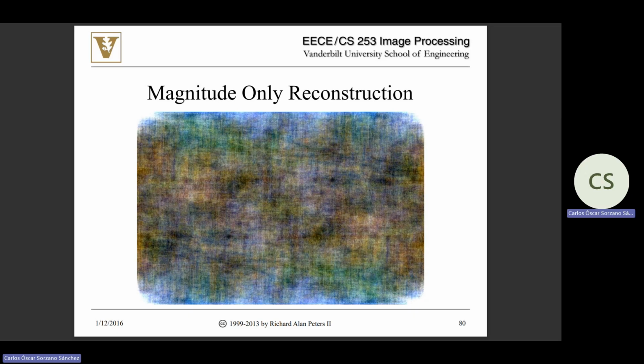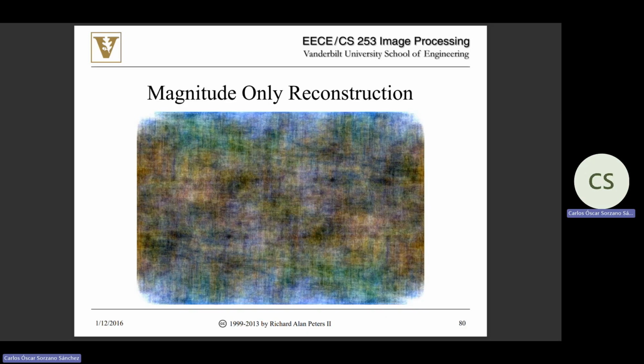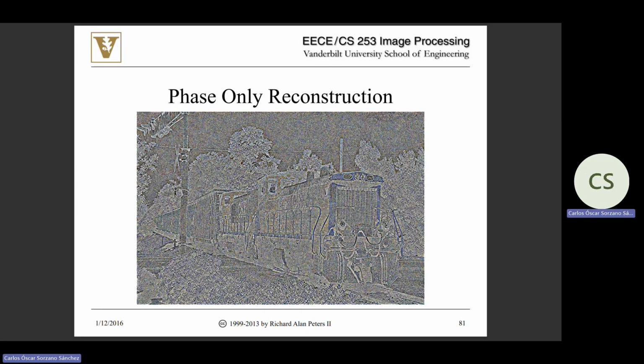Okay, so let's do that. This is the reconstruction forgetting about the phase. And this is the reconstruction forgetting about the magnitude. So here we don't see anything. Here we see the train. So where is the information? Most information is in the phase.